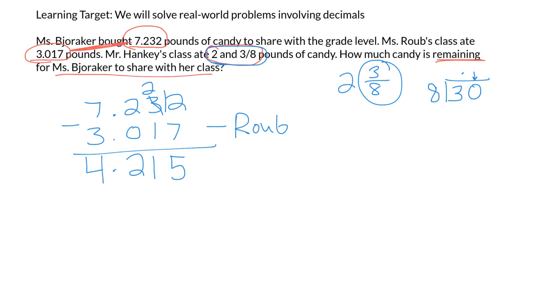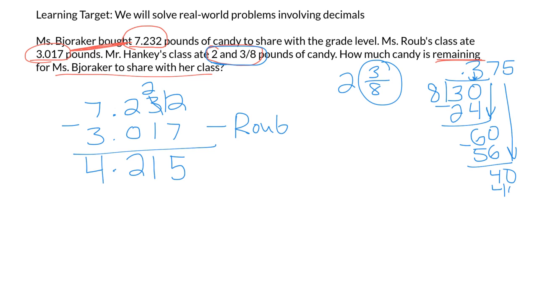And now, how many times can 8 go into 30? The answer is 3. 8 times 3 is 24. I'm going to get 6 left over, and we're not going to put that up as our next decimal in our quotient or as a remainder 6. We're going to keep dividing. And how many times can 8 go into 60? 7 times, which is 56. Subtract there, 4. I'm going to pull down another 0. 40 divided by 8 is 5. 5 times 8 is 40. 0 left over. Okay, now I'm going to put this 375 thousandths with this whole number 2. So here's how much Mr. Hinkey's class ate.